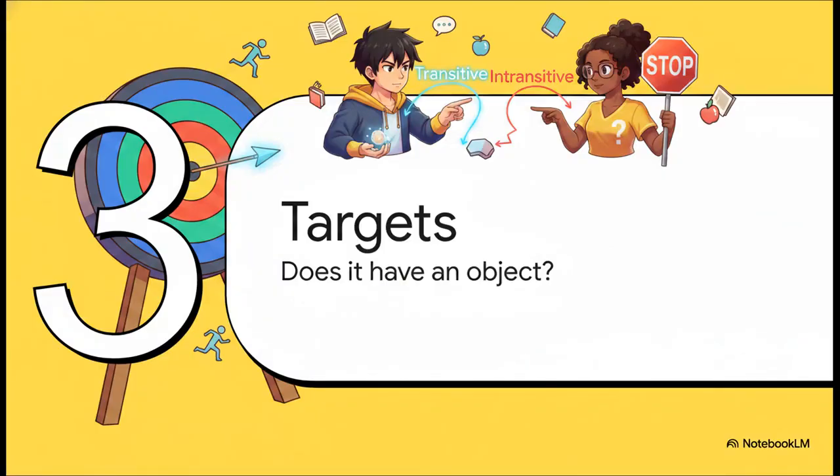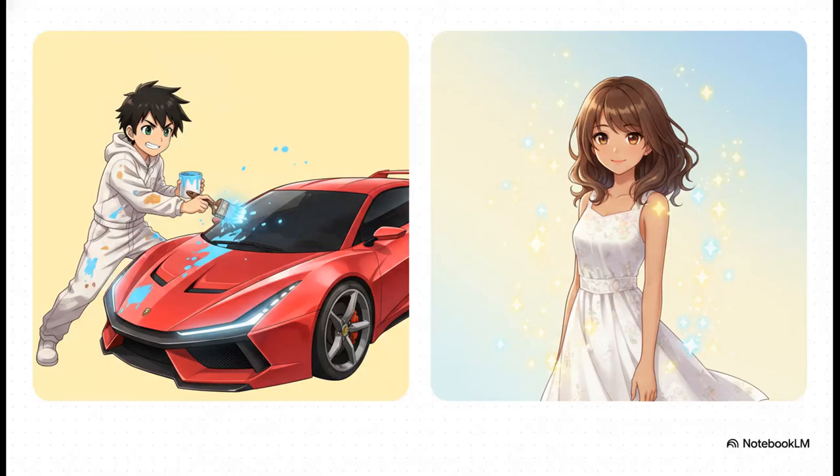All right, section 3, targets, transitive versus intransitive. Does the action have an object? So a major sticking point here is distinguishing between these two. A transitive verb exerts its action directly onto an object. If I say, I am painting the car, well, the car is receiving the action. Makes sense, right? But an intransitive verb, like in the simple phrase, I am painting, doesn't take a direct object at all. Words like arrive, smile, cry, or happen, those are intransitive. They stand totally alone. And trust me, examiners love to test if you know which verbs require targets.